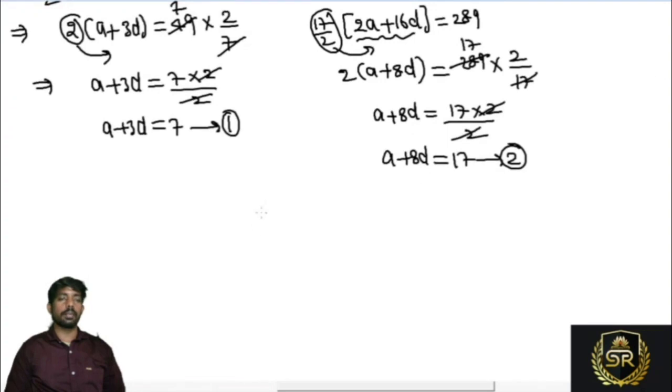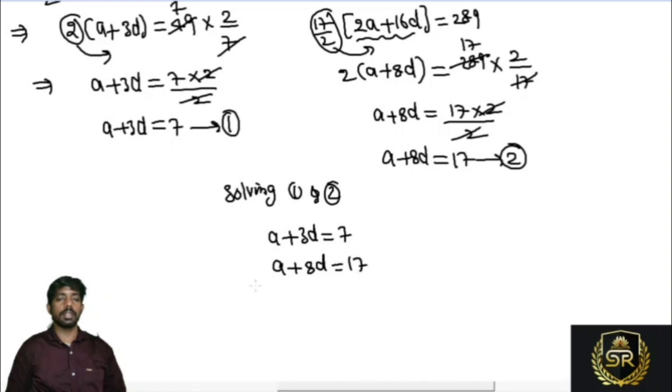Solving 1 and 2 now. What will you get? a plus 3d is equal to 7, and a plus 8d is equal to 17. Then subtract. a cancels. 3 minus 8 is minus 5, and 7 minus 17 is minus 10. So minus minus cancels. Next, 5 2s are 10.